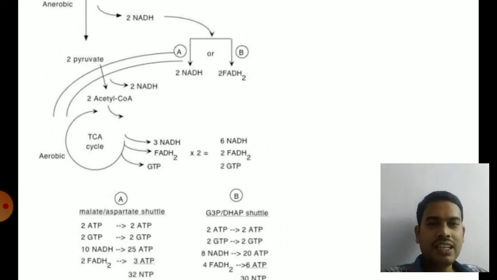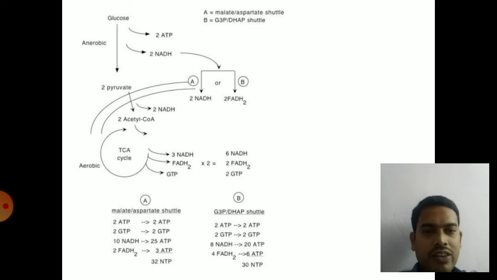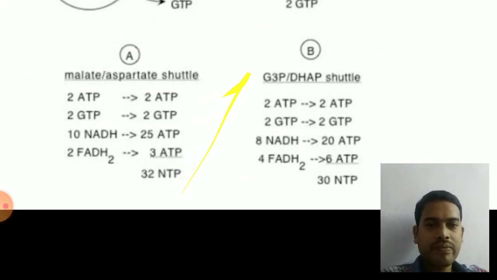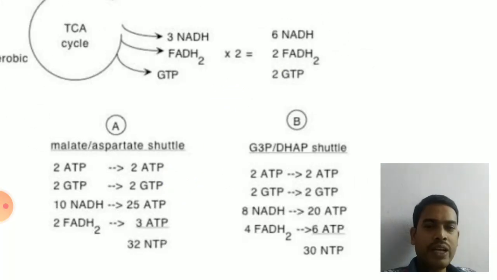So you can clearly see 2 NADH2 are formed in glycolysis, 6 NADH2 are formed in the tricarboxylic acid cycle, 2 FADH2 are formed in the TCA cycle, and 2 GTP are formed in the TCA cycle. 2 ATP will be formed in glycolysis. So the net will be 2 ATP molecules, 2 GTP molecules, 10 NADH molecules, 2 FADH2 molecules.